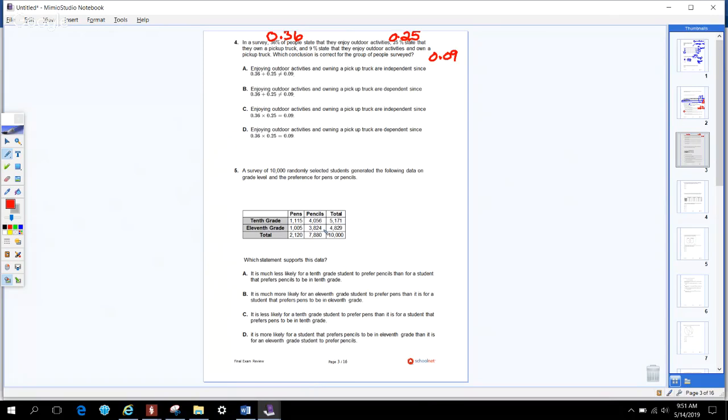Remember, the formula for independent is either taking the probabilities and multiplying them, or the given one. So in this case, we know we have to multiply, so we're going to cross out A and B right away. Then we're going to multiply it. Well, what's 0.36 times 0.25? 0.09. So because it's equal, it's going to be choice C.